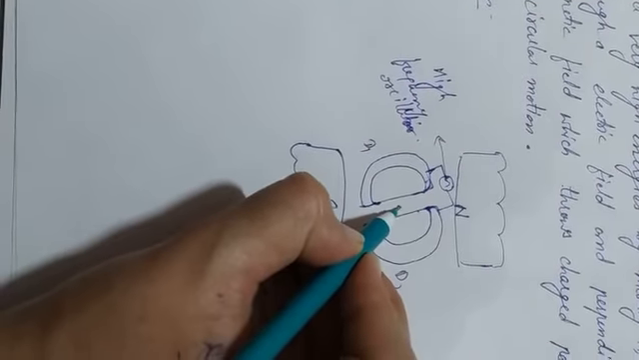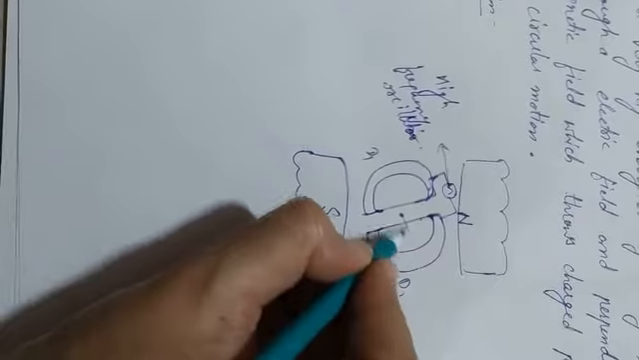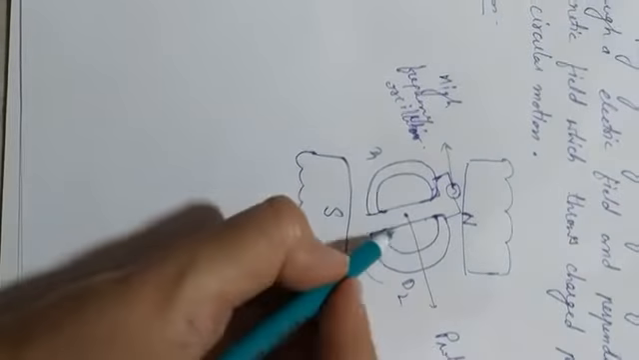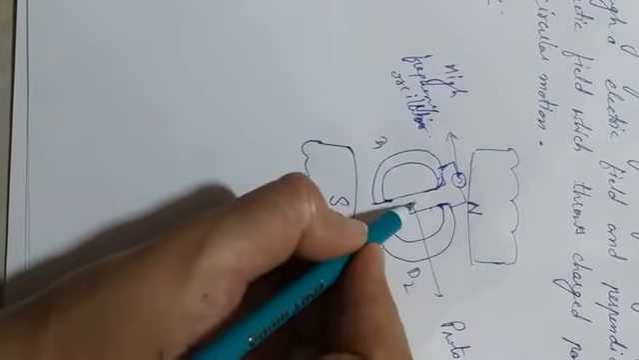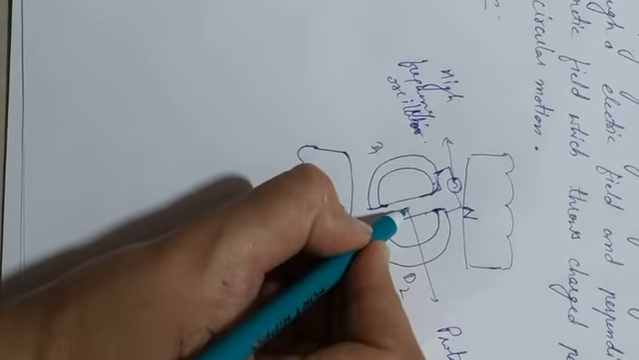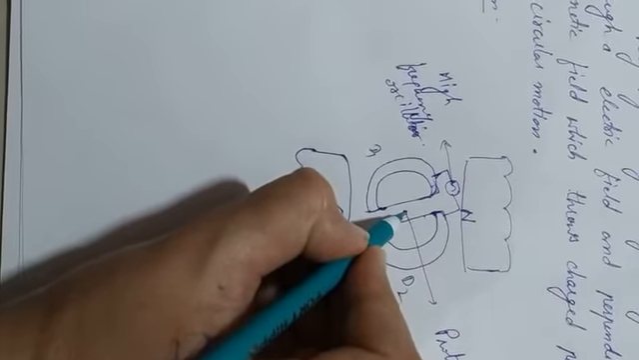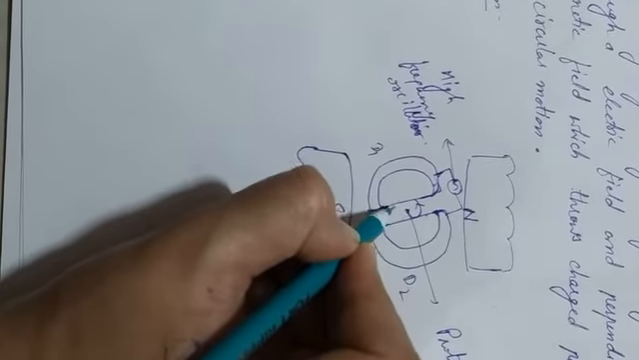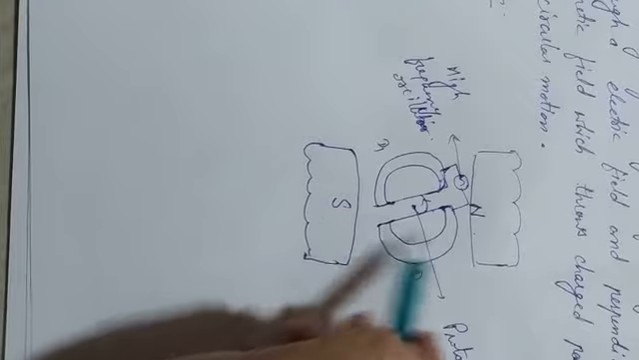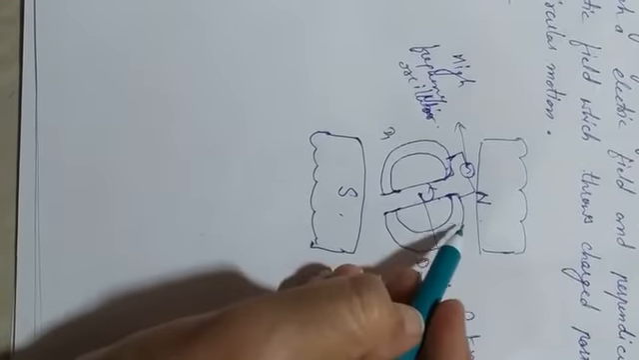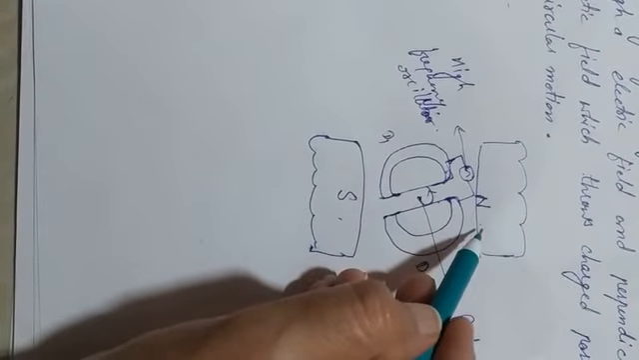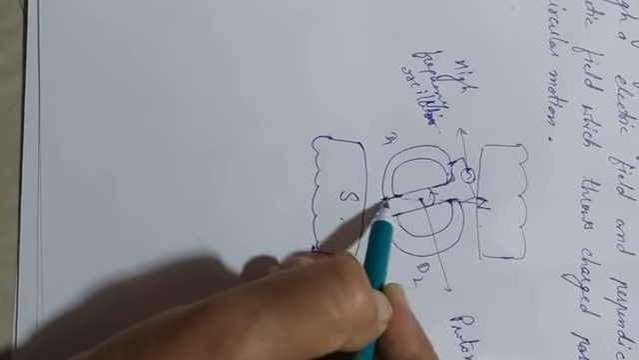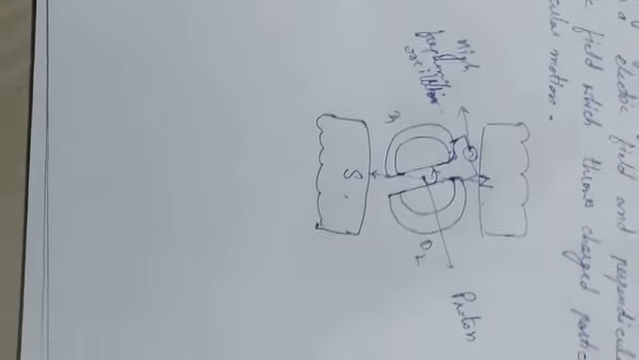Let us take a positive charged particle here, a proton. As the electric field is applied on this charged particle, it will start moving like this. The D is a metallic box, and from the magnet we will provide the magnetic field. The magnetic field acts along this direction, from this to this.